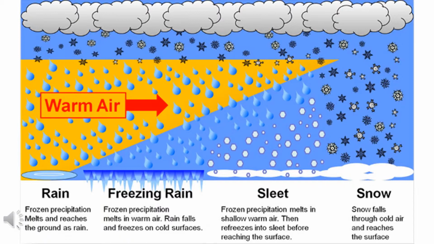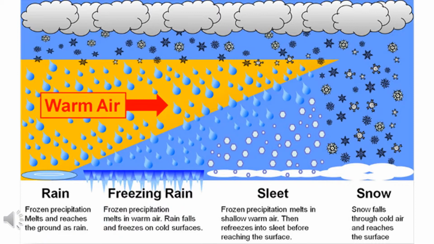Rain is precipitation that falls, and when it reaches warm air, this falls as rain. Freezing rain is frozen precipitation, and it melts in the warm air, but once it reaches a cold surface, it freezes on contact. Sleet is precipitation that melts in shallow warm air, but then it refreezes before reaching the surface.